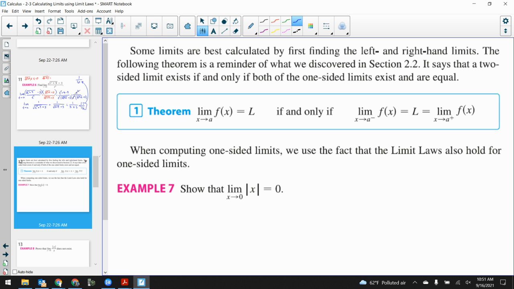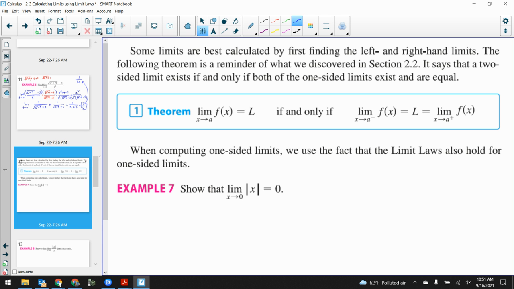Some limits are best calculated by first finding the left-hand and right-hand limits. I kind of did that earlier by looking at the left side limit and the right side limit. The following theorem is a reminder of what we discovered in section 2.2. It says that if the limit as x approaches a from the left is L, and the limit as x approaches a from the right is L, then the full limit is also L. Okay? So for example here, show that the limit as x approaches 0 of the absolute value of x is equal to 0.